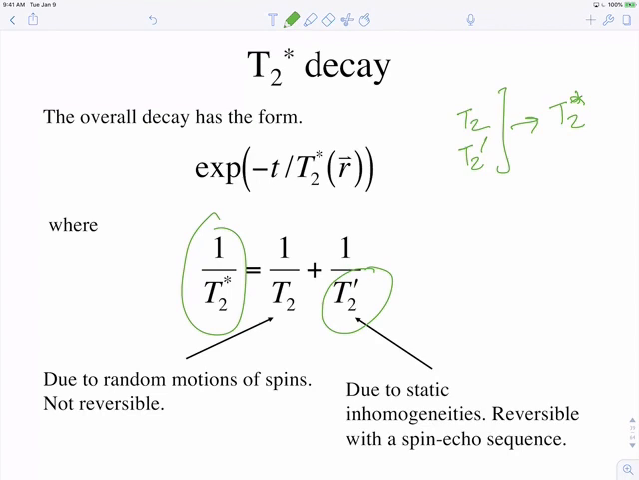So let's look at this. The T2 decay is due to random motion of spins. It's random, so there's no way to reverse it. The good thing, though, is that T2 prime is due to what's called static inhomogeneities, things that are just there and to first order are not changing. So it turns out that those are actually reversible. And that turns out to be good because for a lot of clinical imaging, we're going to depend on this to get good images.